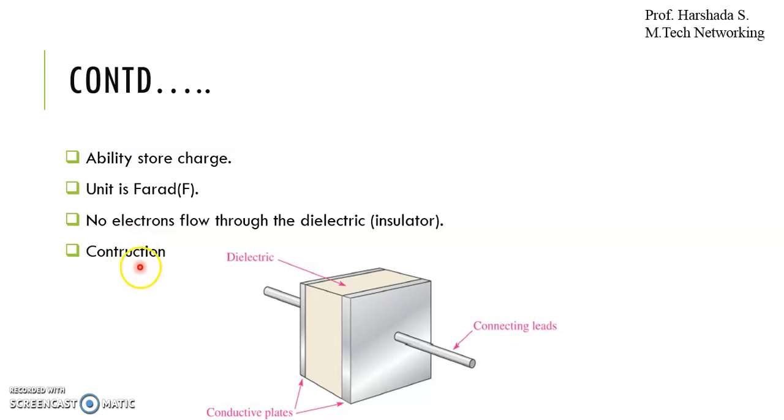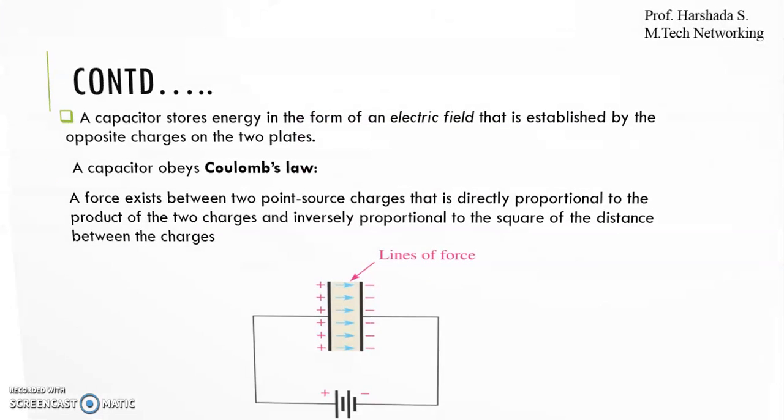Okay. So the construction, see the construction. This flat portion is your dielectric. These are the connecting leads, and these two are the two plates. That is the conductive part. Conductive means which flows the current, and dielectric means which cannot flow the current or the electrons. Now we move towards the next slide.